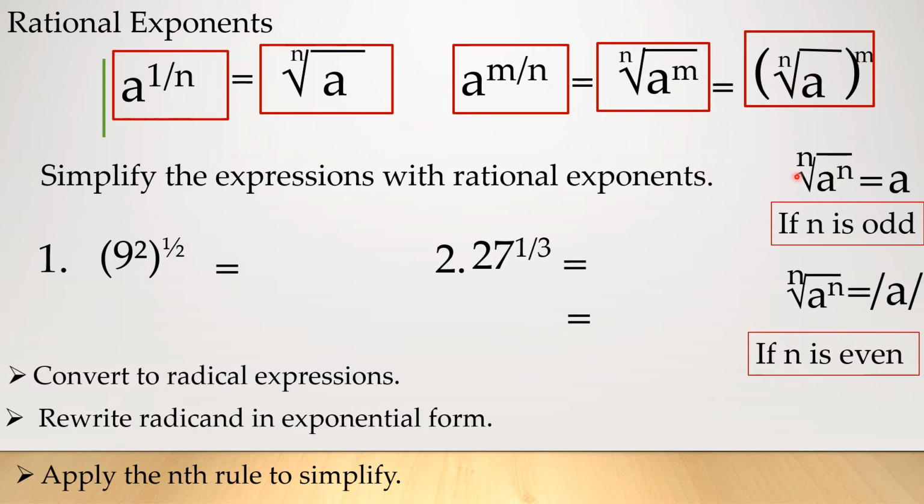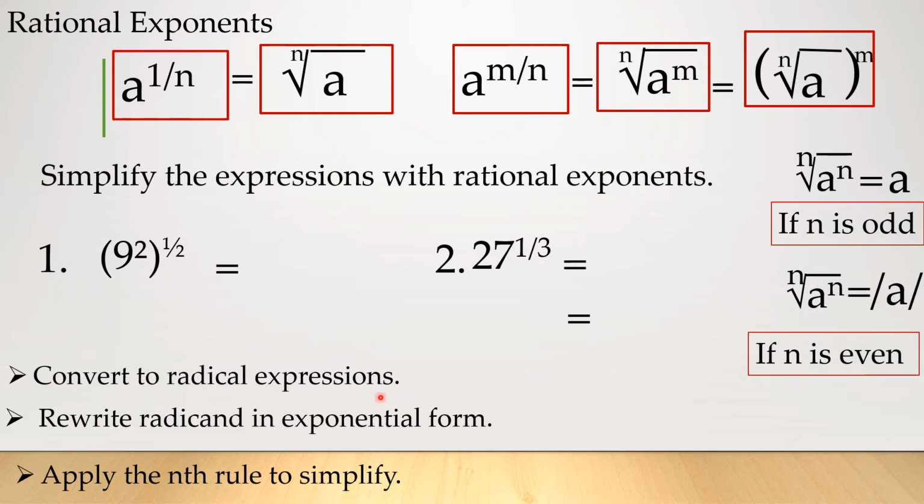Now, another thing here is if we have the nth root of a raised to n, where the exponent and the index are the same, that is equal to a, if n is an odd number. But if n is an even number, you need to get the absolute value of a. Why? Because this a can be negative, and negative times negative, an even number of times, twice or 4 times, becomes positive. So now let's apply the rules.